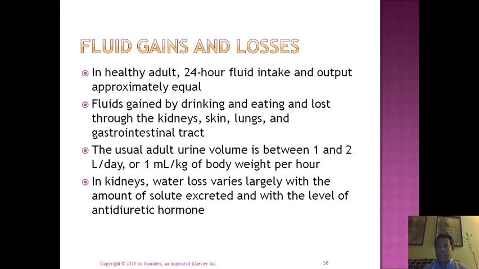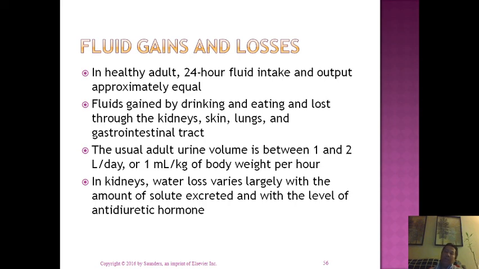So, in a healthy adult, the fluid gain and the amount of fluid loss every day should be approximately equal. So, if your fluid gain in a day is about, let's say, 1.5 liters, then the amount of fluid loss or your output should also be equivalent or at least close to 1500 mils. Imagine if your fluid intake is a lot more than your output, then what will happen to the patient? The patient will be susceptible to fluid retention and, of course, edema and complications associated with edema.